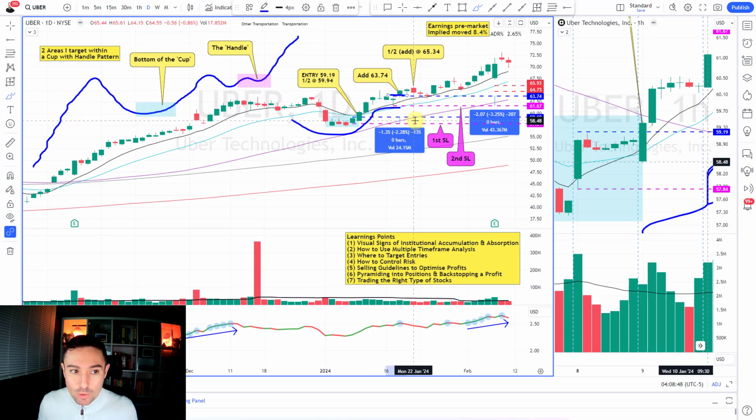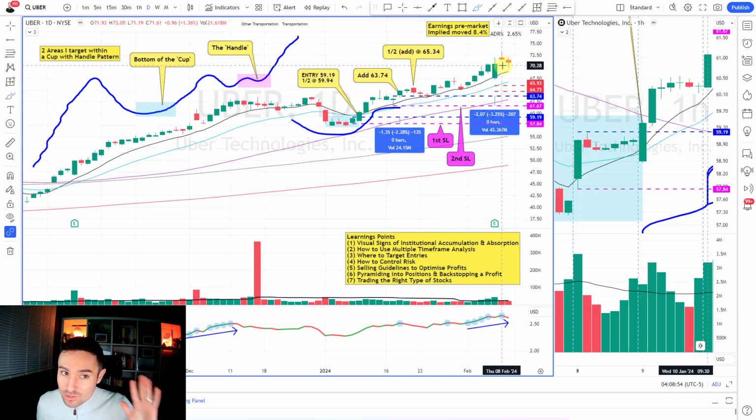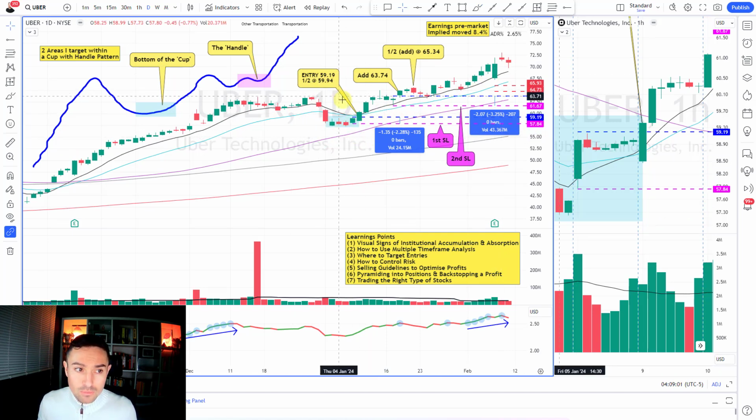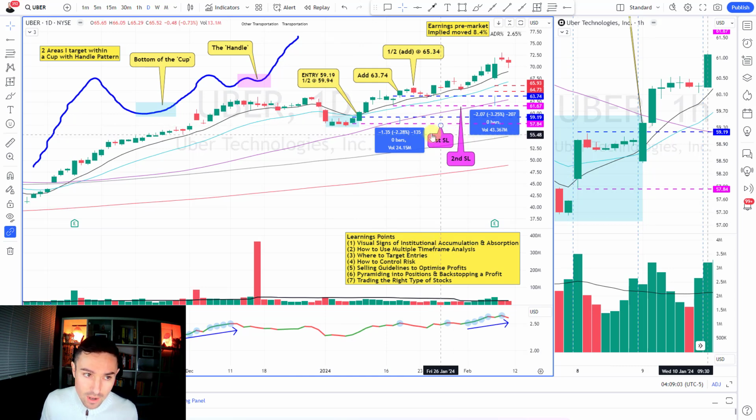And then there's the add point here where I can bump up the stop loss, backstop in a profit, and then what I'm trying to do is ride combinations, 10-day EMAs, 21-day EMAs, potentially keep some back for the 50-day as well. So very high level, this is a cup and handle type pattern with two points where I'm looking to enter position.